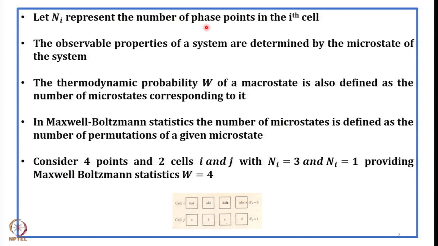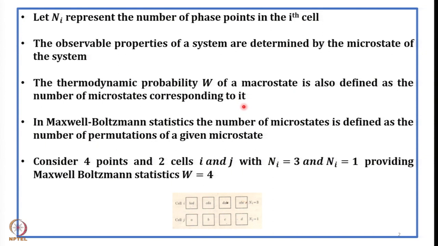So, I will represent them just as a dot. And let us say in any ith cell, let there be ni number of phase points, then the observable properties of the system are determined by the microstate of the system. And when we talk about the microstate of the system or observable properties, then we think of the thermodynamic probability of a macrostate. How do we define it? It is the number of microstates corresponding to it. The thermodynamic probability W of a macrostate is also defined as the number of microstates corresponding to it.